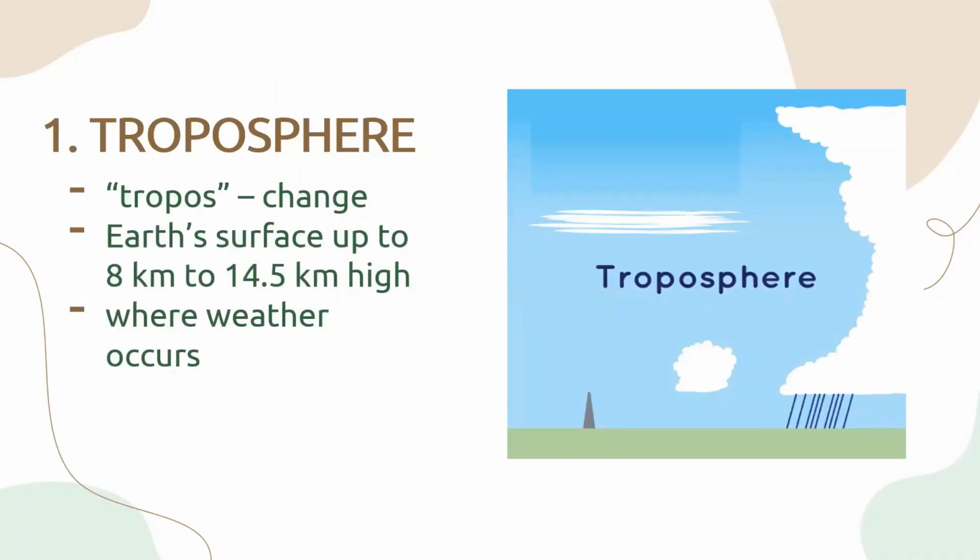The innermost layer is the troposphere. Tropos means change. It starts at the Earth's surface and extends 8 kilometers to 14.5 kilometers high. Because of gravity, about 75% of the gases in the atmosphere can be found in this layer. It is also where weather occurs.